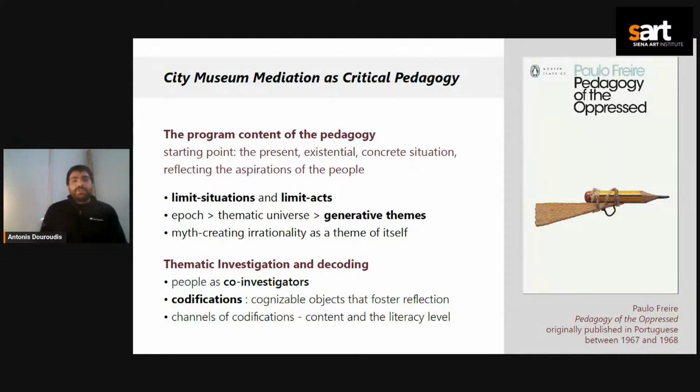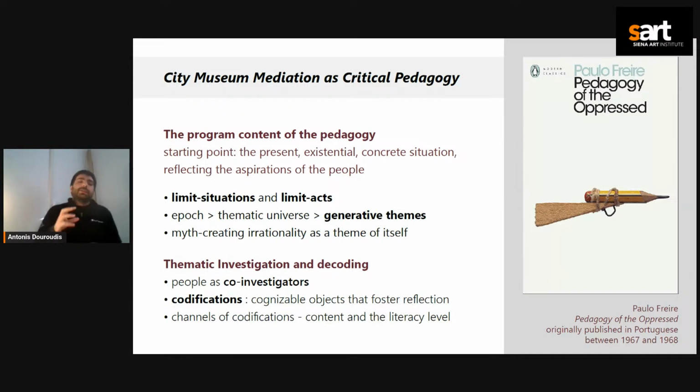Some other steps of this pedagogy is to define the content of it, and Freire also gives some directions on how to do that. He stresses that it's important to have as a starting point the present existential situation and to reflect the aspirations of people, in order for this pedagogy, for this situation, to be relevant to everyday life.